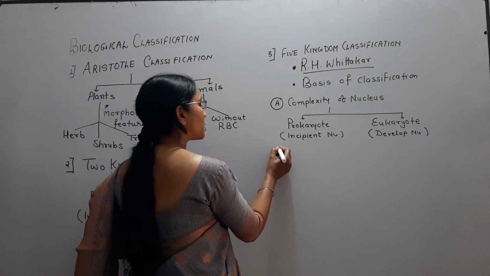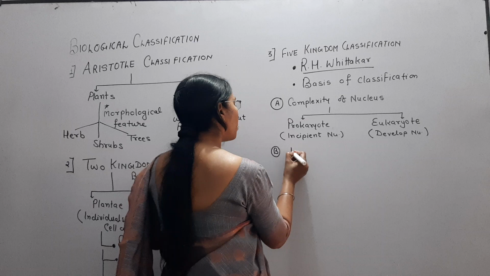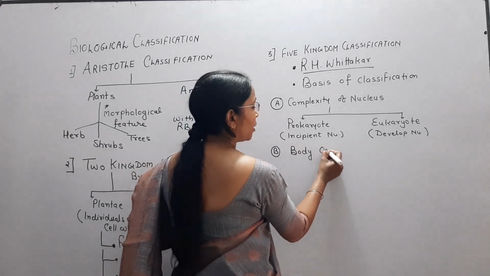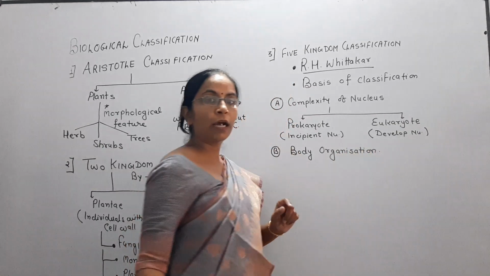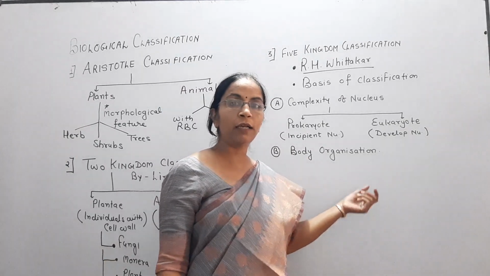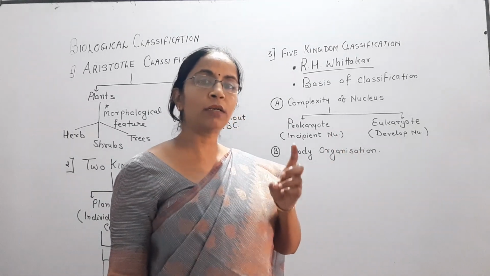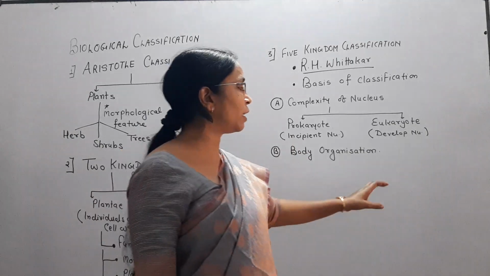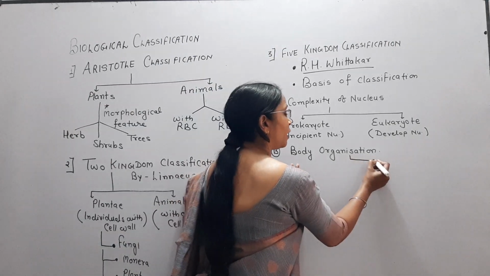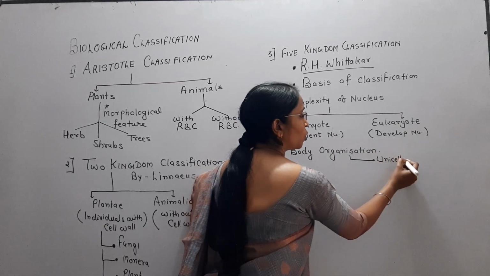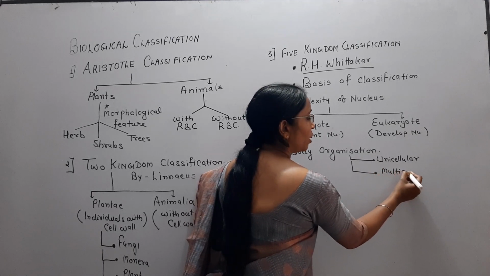Then we come towards the second criteria. The second criteria for five kingdom classification is body organization. In body organization you study whether the body is made up of a single cell or multiple cells. And if the body consists of multiple cells, remember, whether the body shows cellular grade of organization, tissue grade of organization, and third we study organ and organ system level of organization. So this criteria he used, and on the basis of this criteria he divided the living world into two groups, that is the cells with unicellular organization and the animals with multicellular organization.